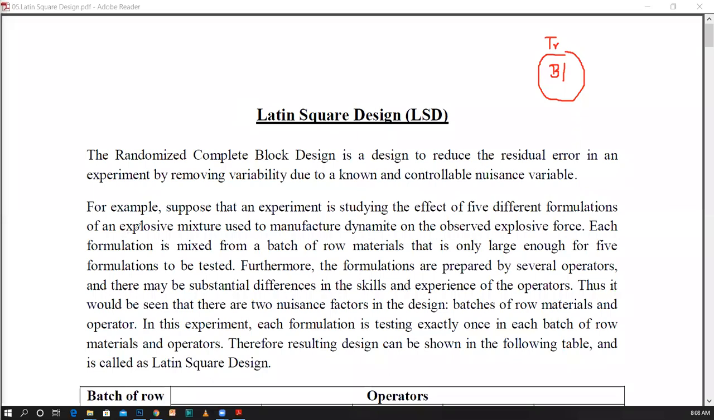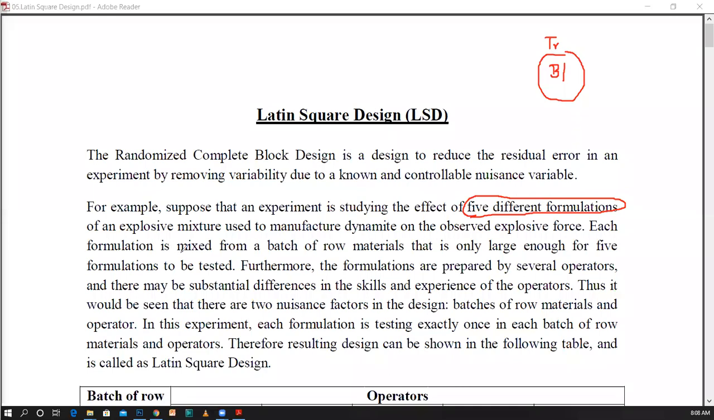As an example, suppose that you need to study the effect of 5 different formulations of explosive mixture which is used to manufacture dynamite. Here we are observing the explosive force for these 5 different formulations. We need to identify the effect of these 5 different formulations on the explosive force. But when we are manufacturing these formulations, the raw materials may be coming through several batches.